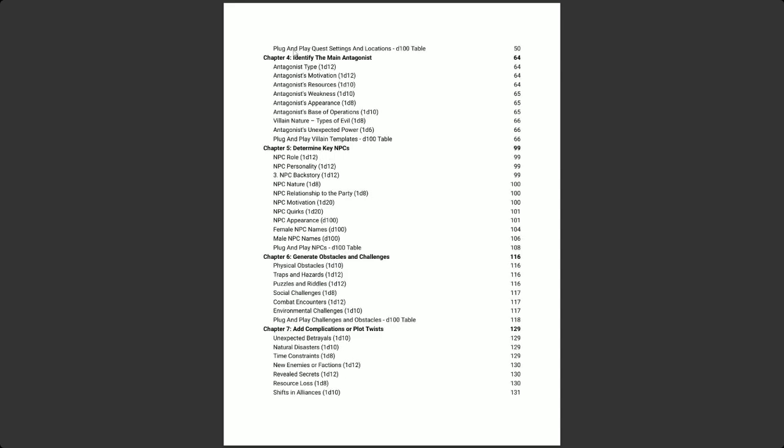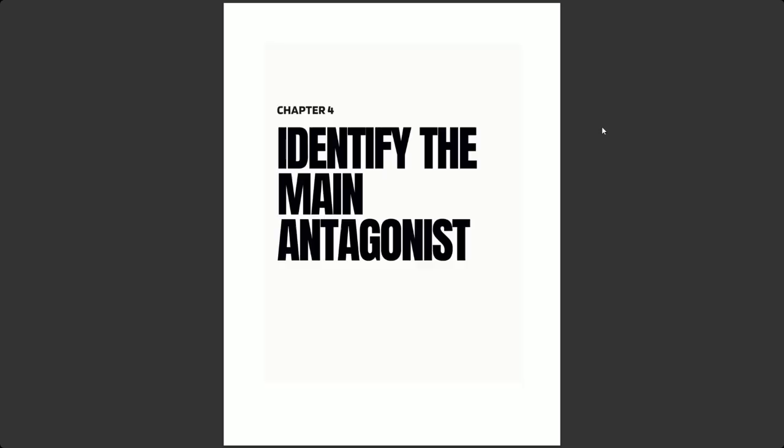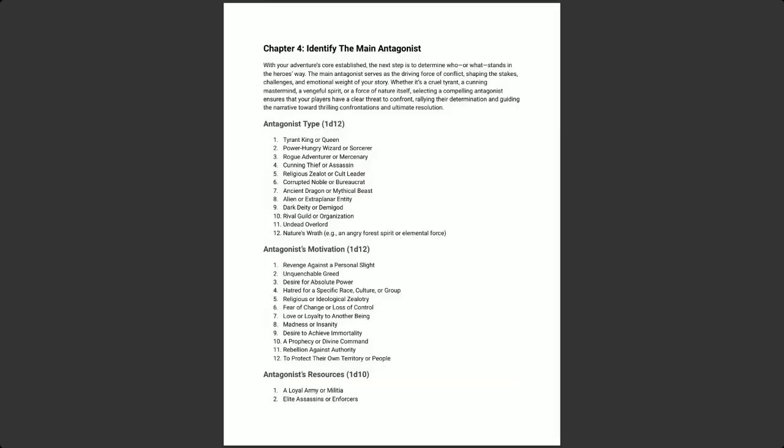So let's find the chapter. Chapter 2, define the main quest or objective. We've already accomplished that. Choose a setting and location. We've already accomplished that. Chapter 4, identify the main antagonist. Let's go to page 64 and get it done. I've got my dice ready. Let's roll for our villain.